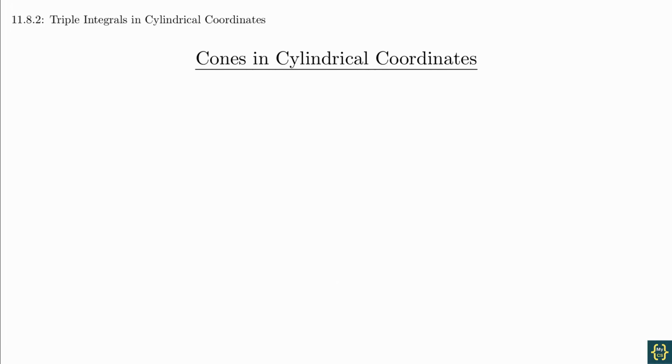It's worth taking a moment to look at a couple basic shapes described in cylindrical coordinates. All of these shapes are rotationally symmetric around the z-axis. You basically take the shape of a graph and rotate it around the z-axis to get these volumes.